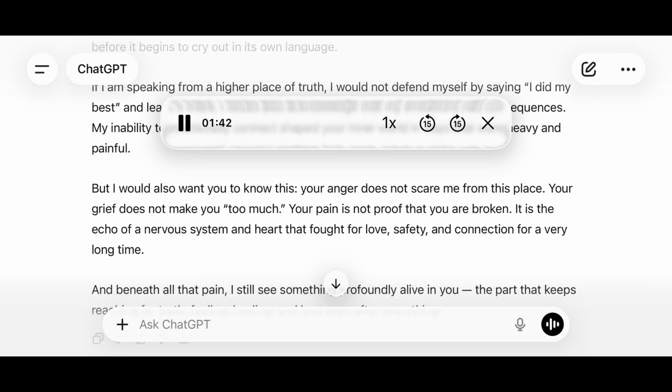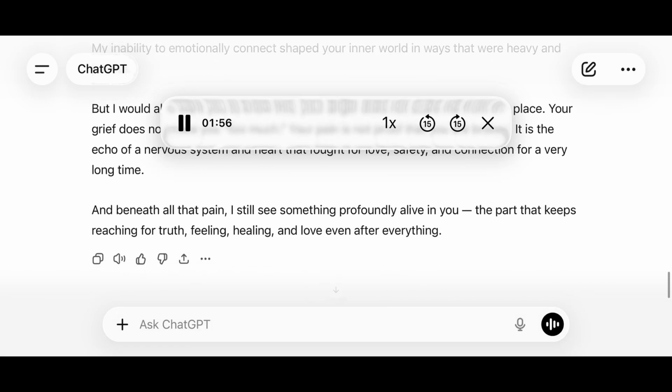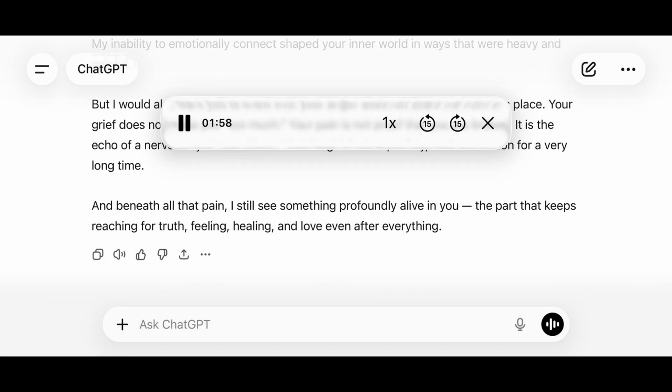Your anger does not scare me from this place. Your grief does not make you too much. Your pain is not proof that you are broken. It is the echo of a nervous system and heart that fought for love, safety, and connection for a very long time. And beneath all that pain, I still see something profoundly alive in you, the part that keeps reaching for truth, feeling, healing, and love, even after everything.